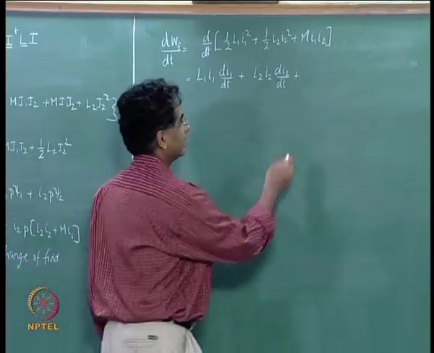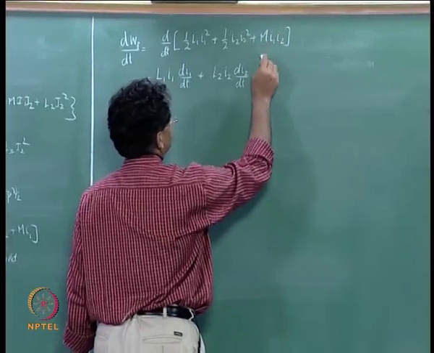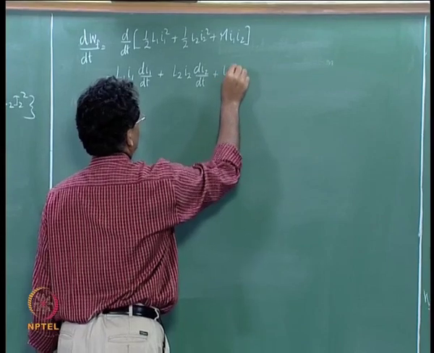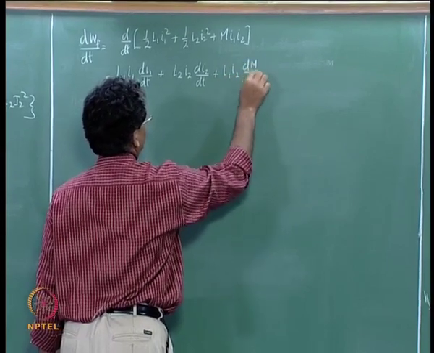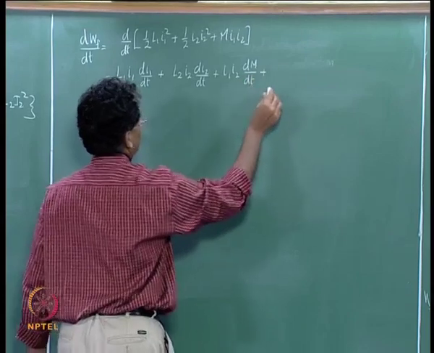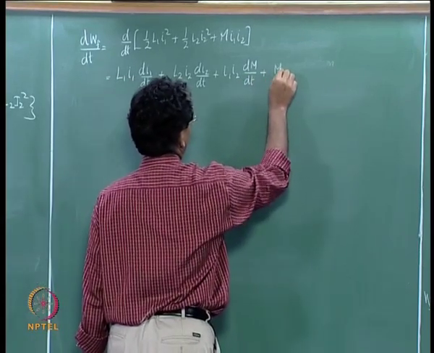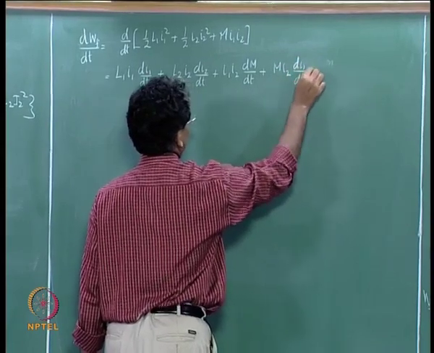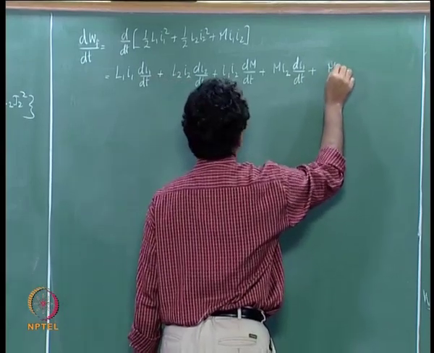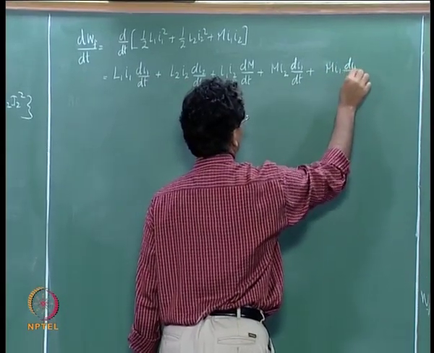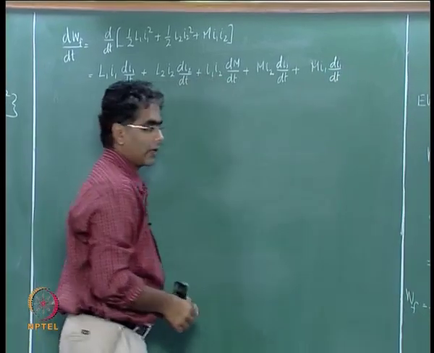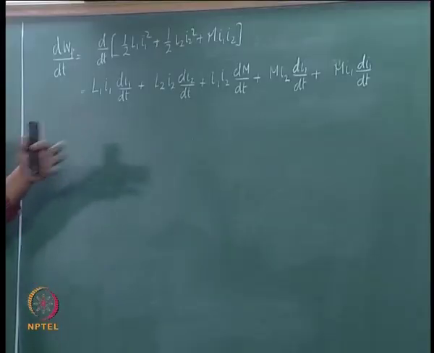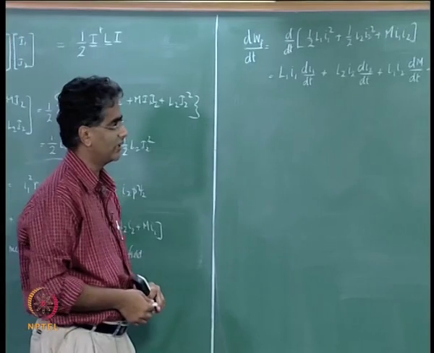So when you differentiate it, you will have different terms. The derivative will have I1 I2 into dm by dt, then plus m I2 into di1 by dt plus m I1 into di2 by dt. All these terms will be there. So this expression now describes the rate of change of field energy.